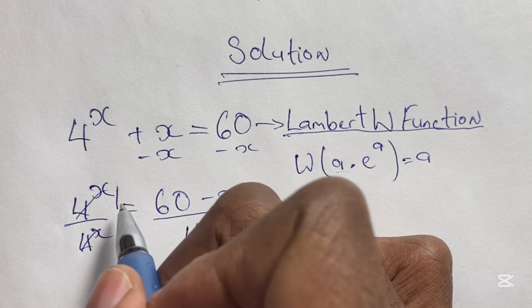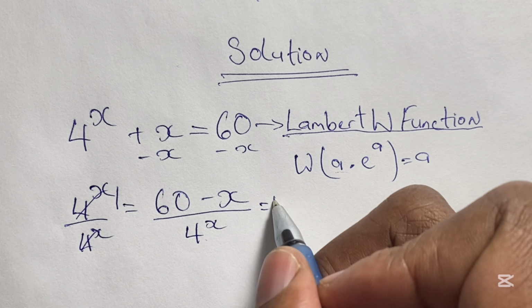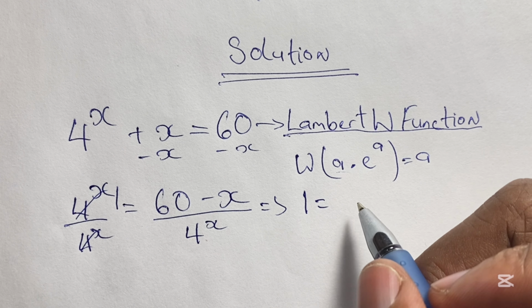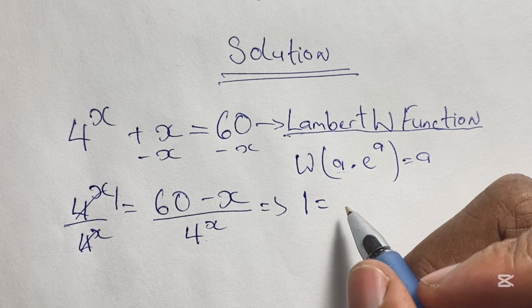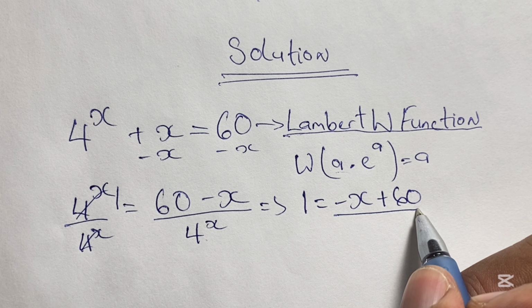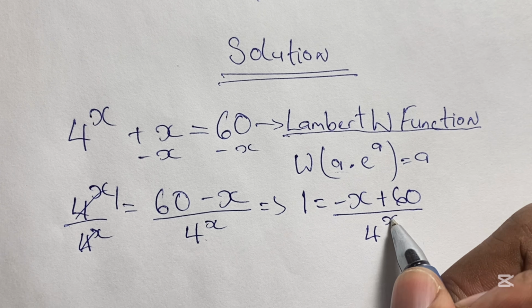So on the left we know that this is just one whole, and then on the right we just rewrite this, so we just have 1, and we're going to rewrite the 60 minus x in this way. So we're going to have 1 is equal to negative x, start with negative x, then we have plus 60, we have this over 4 to the power of x.